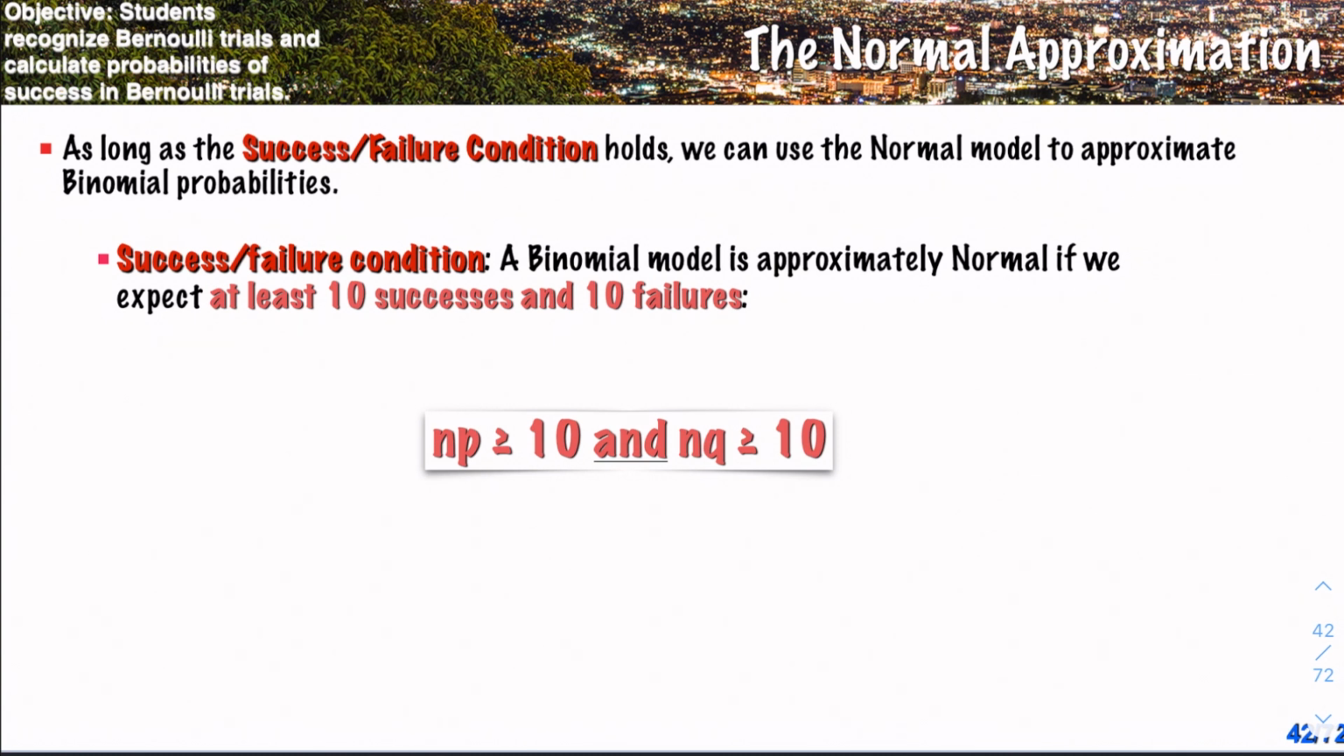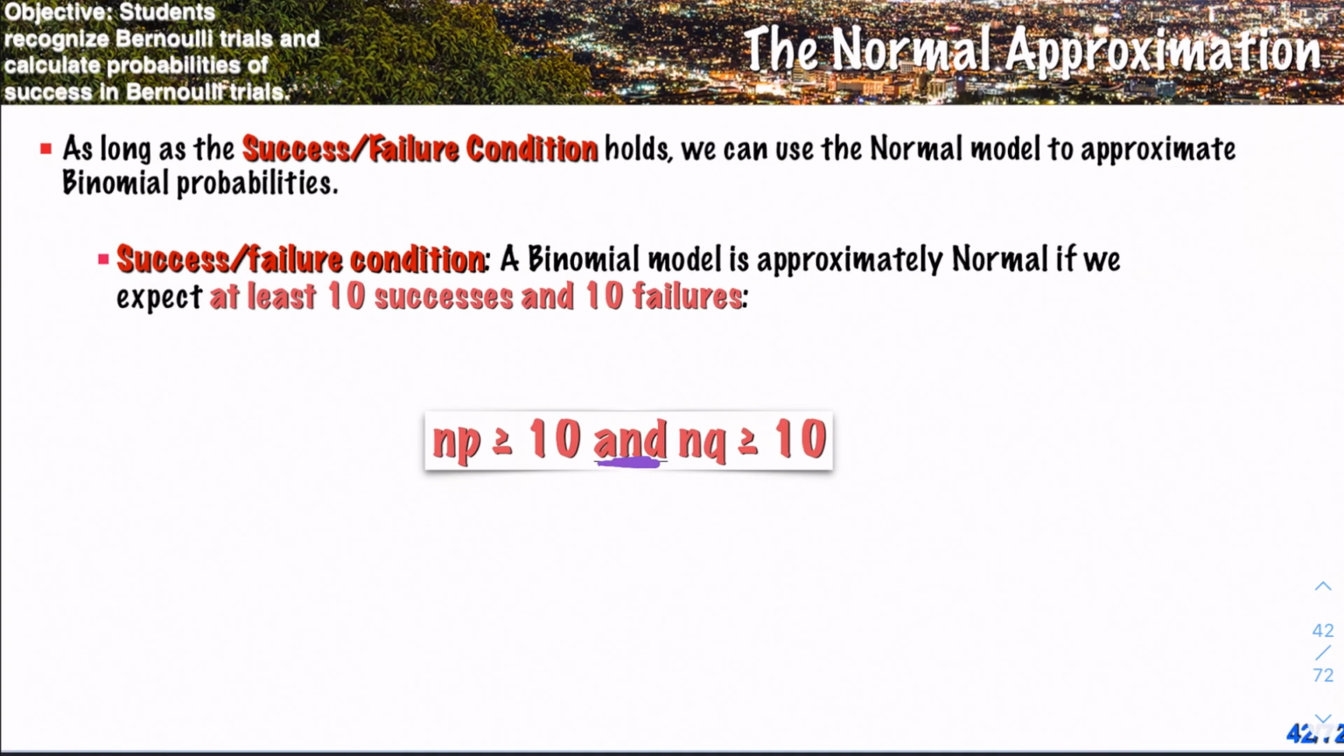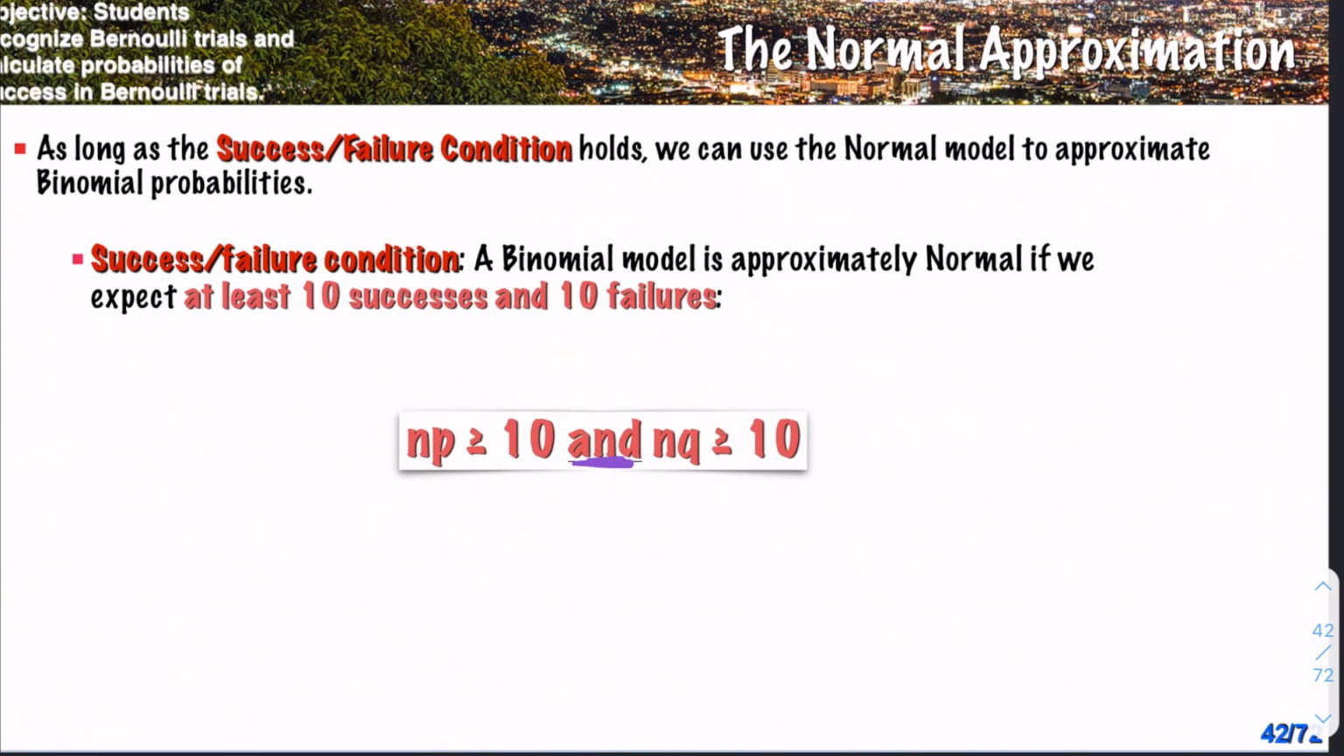approximate the binomial probabilities. So this condition states a binomial model is approximately normal if we expect at least 10 successes and 10 failures. So the way we write that is np is greater than or equal to 10 and nq is greater than or equal to 10. Remember, p is the success, q is the fail probabilities.